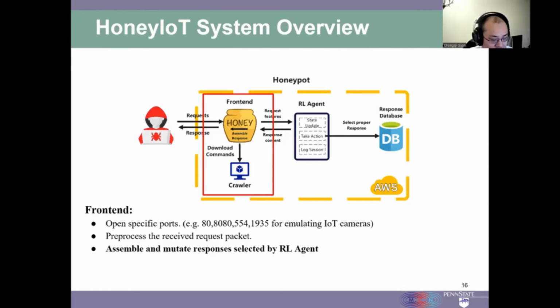So back to the HoneyIoT system, the front end is a virtual machine that opens some ports according to the type of IoT devices we are simulating. It analyzes the received request packet and sends its features, like the request path and query string, to the reinforcement learning agent. In addition, if the request packet contains a malware download command, the front end will send it to a separate crawler that is a sandbox for malware collection. Upon receiving the response selected by the reinforcement learning agent, it will assemble and rewrite some parts of the response, like the date field in the HTTP header, and send it back to the attackers.